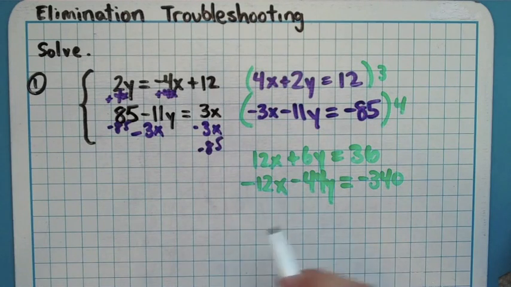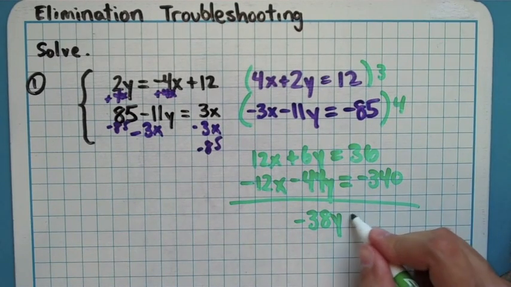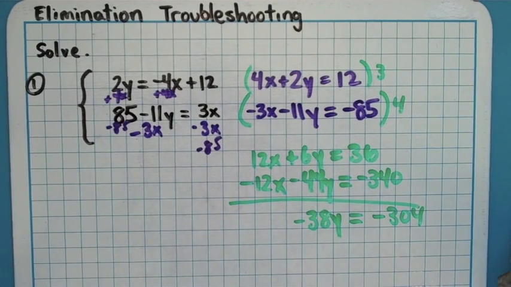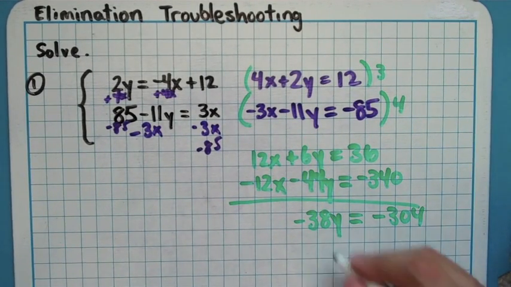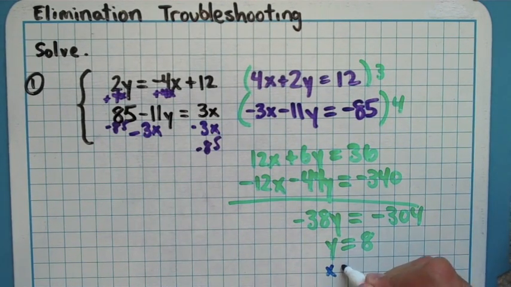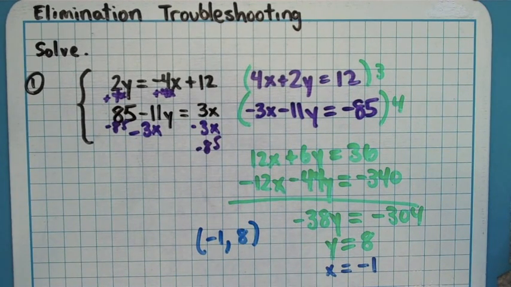Now I'm just going to add going straight down. When I do that, I'm going to end up with negative 38y equals negative 304. When I solve for y right here, I'm going to end up with a positive 8, just like we've been practicing in the past. Now that I have y by itself, I'm just going to plug it in and get x, and you've seen that enough times that I'm not going to bore you with it. You will end up getting x equals negative 1. So your answer to this problem is negative 1, 8. Basically, you reorganize the problem and you're dealing with something we've already practiced repeatedly.